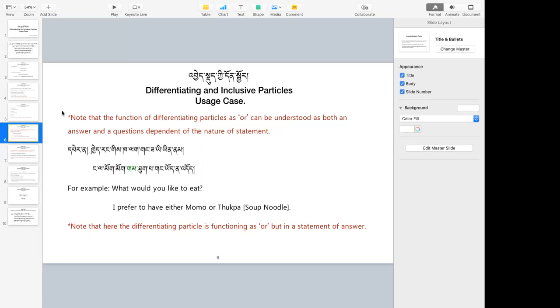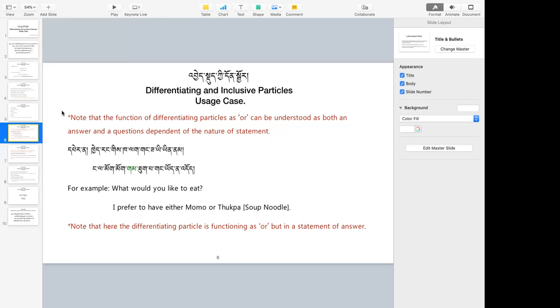So, what would you like to eat? That was the question. I prefer to have either momo or tukpa, which is a soup noodle. So here we see that even though this particular particle functions as an or statement, this statement is not a question statement, but an answer statement. And the very reason why this or is a part of an answer statement has nothing to do with the particle itself. It's just because of the statement being a question statement.